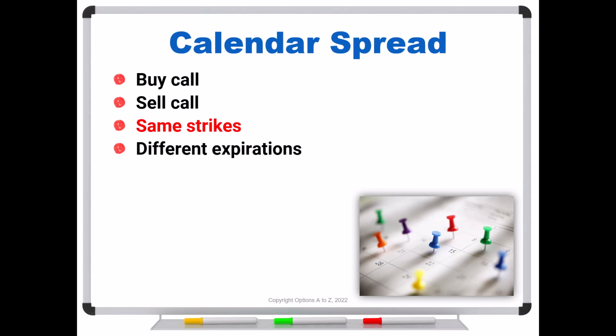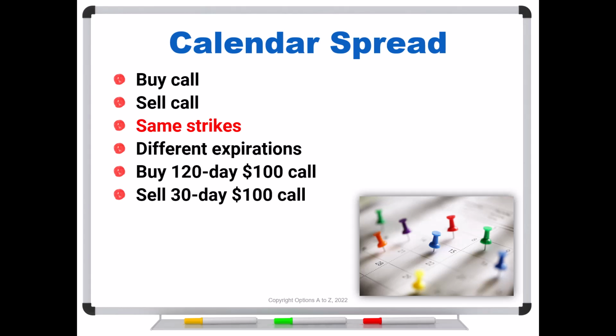So for instance, let's say that you buy the 120-day $100 call, and maybe you sell a 30-day $100 call. So this would be a calendar spread. It would be a long calendar spread because you are in possession of, or that you own, the longer dated option. If you flipped them around, if you sold that one and bought the short dated one, it would be a short calendar. But either way, you're going to find out that you're going to run into problems trying to find out the max gains and losses.